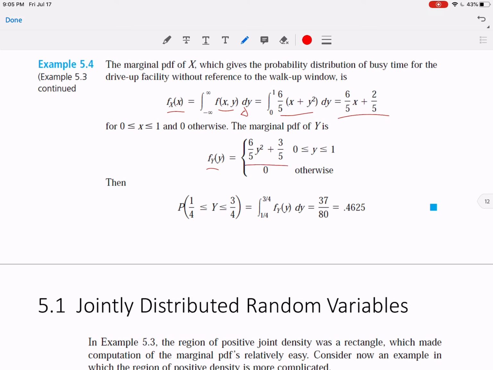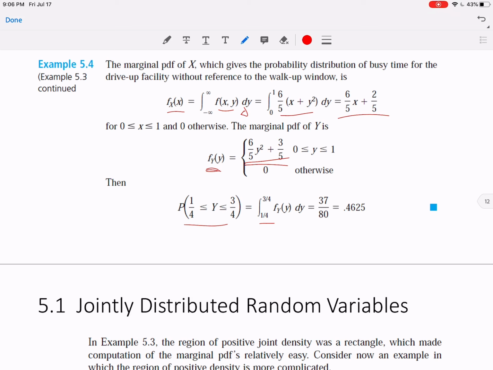And then of course, if you want to find the probability that y is greater than or equal to 1/4 and less than or equal to 3/4, based on what we learned in chapter 4, we know that if we want to find the probability of an interval, we just need to integrate the PDF over this interval, right? Do we have the PDF over here? Yes, we do. We're looking for the probability that y is between 1/4 and 3/4, so we just need to integrate the marginal PDF of y over this interval, 1/4 to 3/4. Okay?